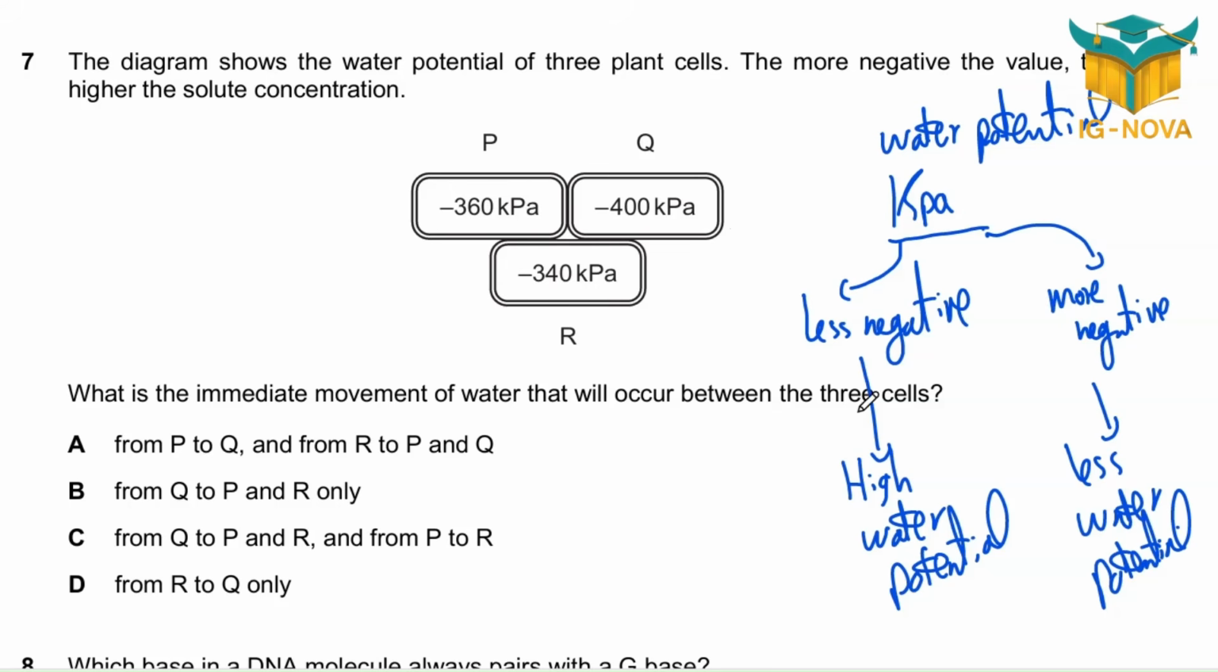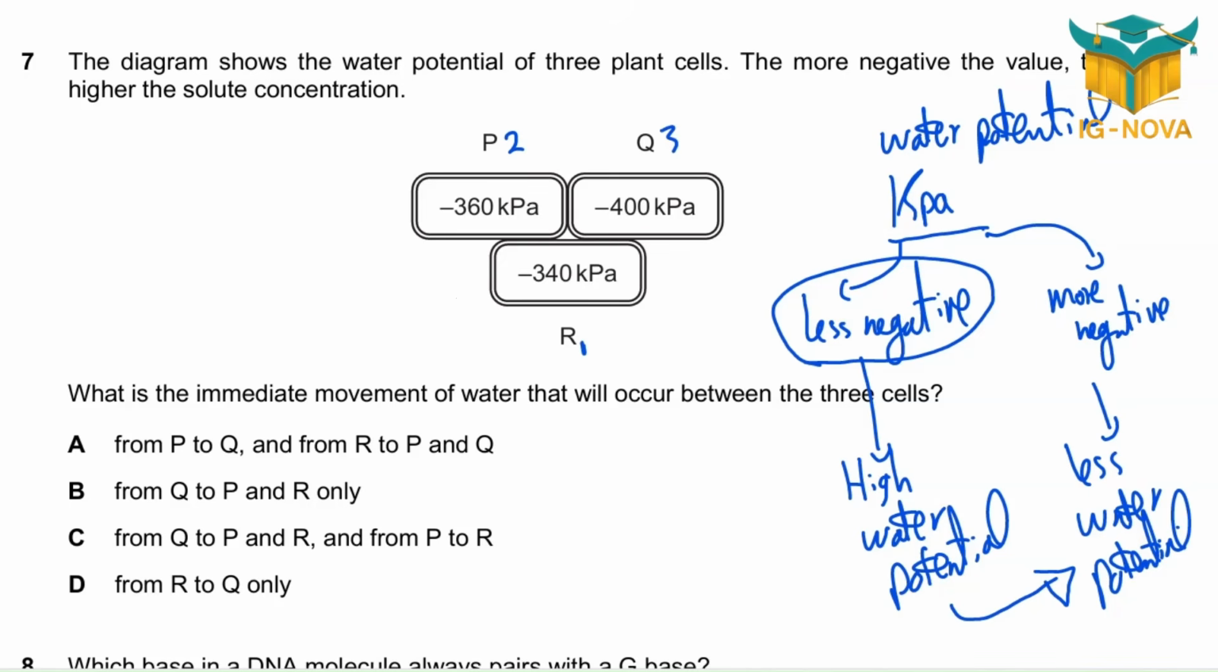So here he has given 3 different water potentials. Follow my key. If the value is less negative, close to 0, that means high water potential. And you know that water moves from higher water potential to the lower water potential. So for this diagram, the highest water potential will be cell R. So this is the first one. And the least water potential cell Q. This is the least one. And P is in between.